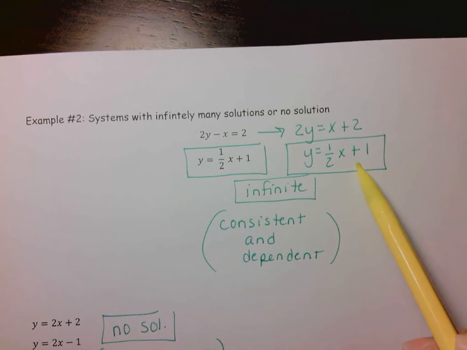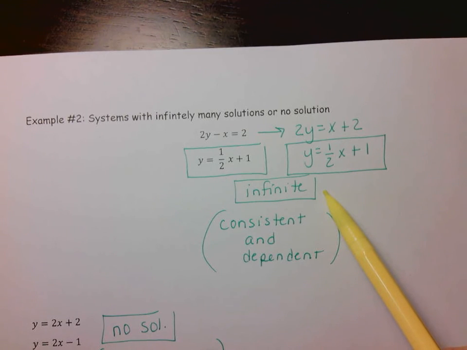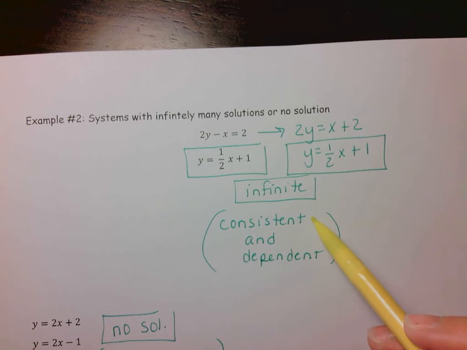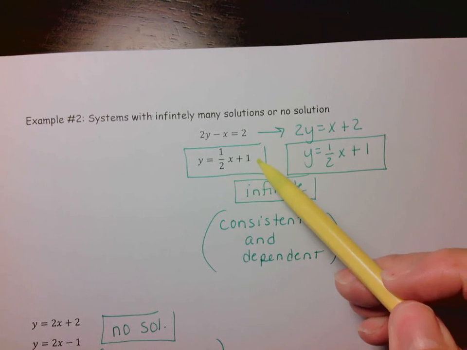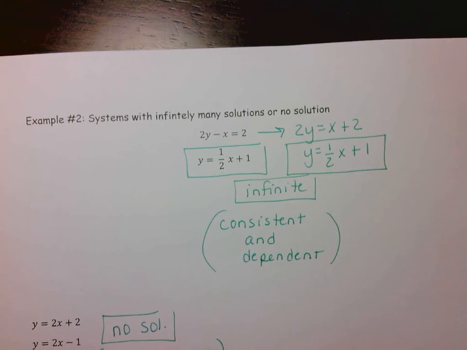So what does that mean? There's an infinite number of solutions. There's an infinite number of x, y coordinate points that will make both of these equations true. So we say that this is a consistent and dependent system. It's consistent because there's at least one solution, and it's dependent because there is an infinite number of solutions for these 2 equations. These 2 equations are consistent and dependent with an infinite number of solutions because they are the same line. When I put them both into y = mx + b form and compare them, I can see they are the same line.